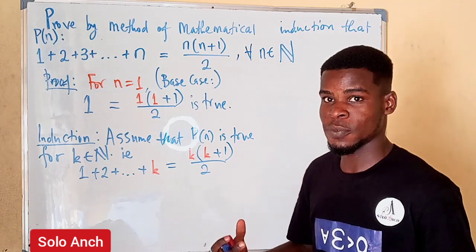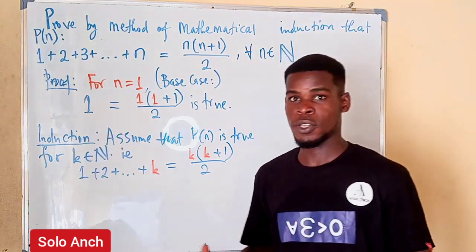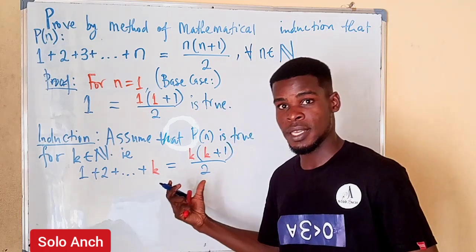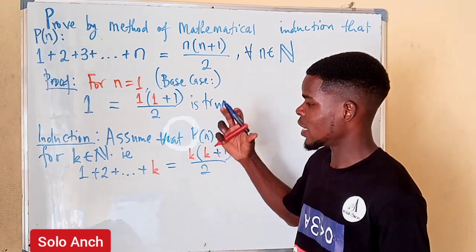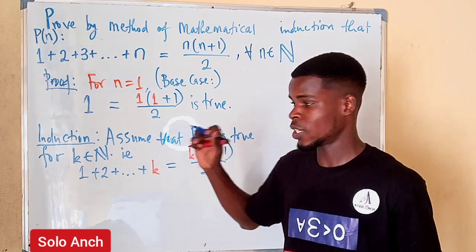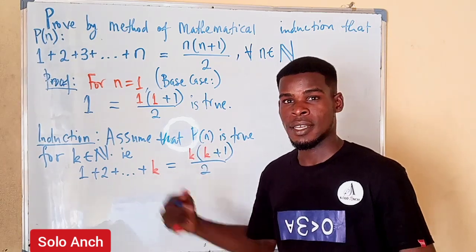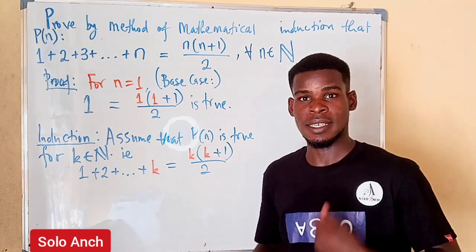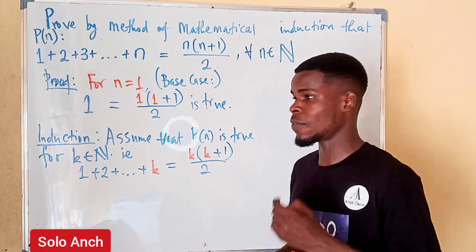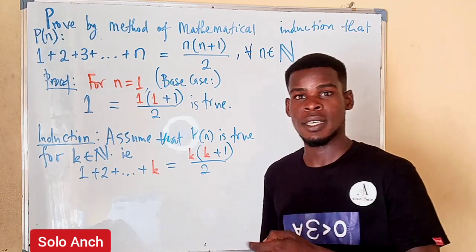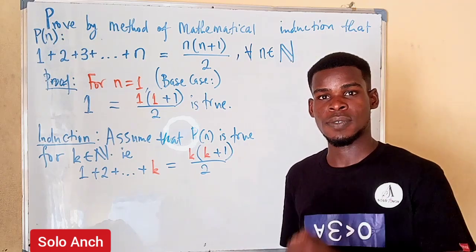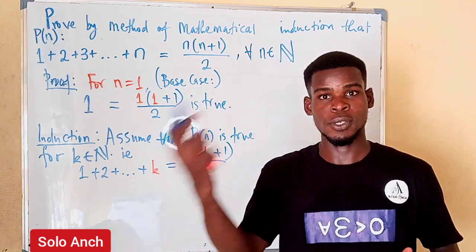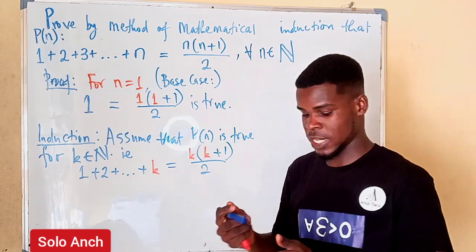Then the second part of the induction hypothesis is that we are going to use the fact that this is true to show that it is true for the successor of k. The successor of a natural number is the next natural number. So if we have 2 as a natural number, the successor is 3; 3 as a natural number, the successor is 4. That means the successor of a number is just that number plus 1. So the successor of k is going to be k plus 1.